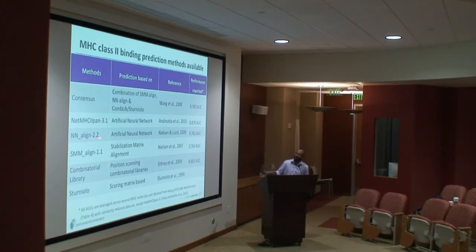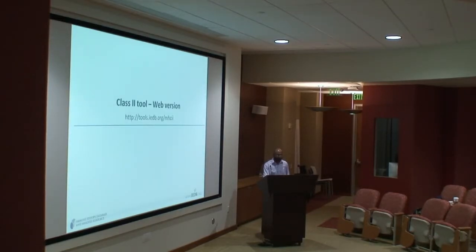And the other methods are based on artificial neural network. We have NN align, SMM align, which is based on stabilization matrix alignment. Then there's combinatorial library and Sturniolo. So these are the different methods that we have available on our tool website. Now that was a brief introduction about the Class II binding prediction tool. Now let's go to the web version of the tool.